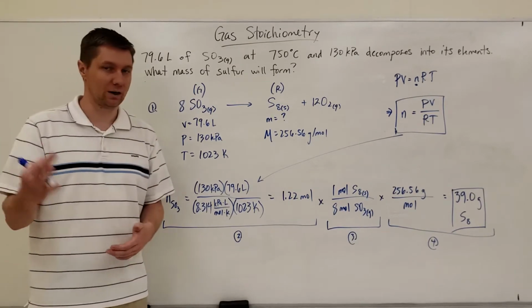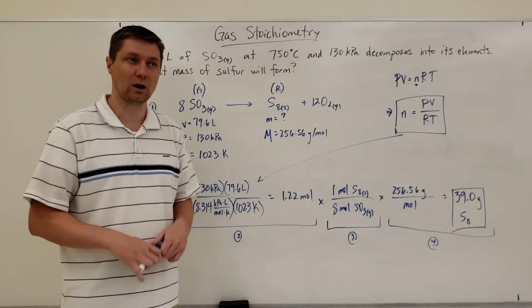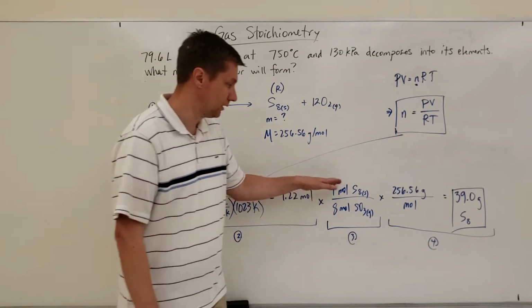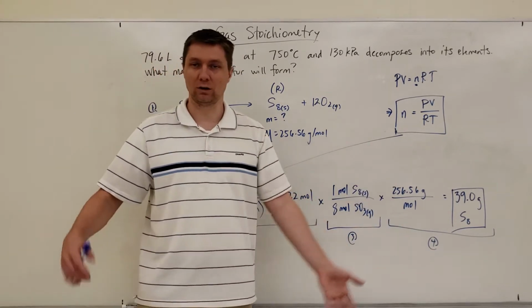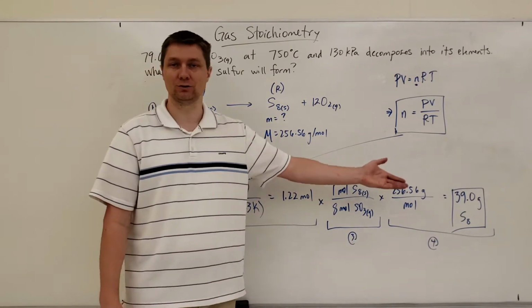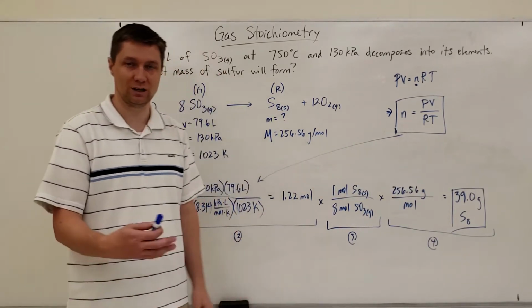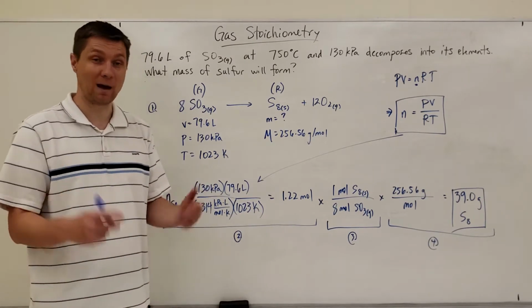Then step number three, calculate the moles of the required, or convert the moles of the given into the moles of the required using the mole ratio. So 1 mole divided by 8 moles. And then step number four, calculate what the question is asking for. Here I'm asked for mass, so I'm going to use the molar mass to convert the moles into mass. And there's my answer, 39.0. You can check my math if you'd like.